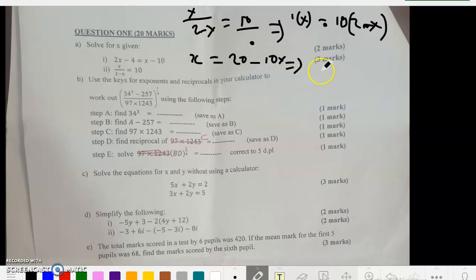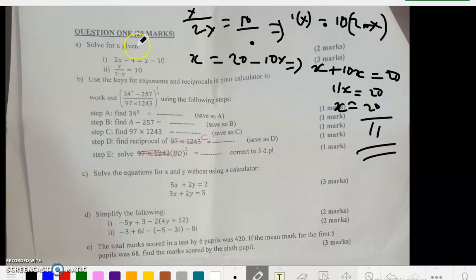Take this 10x to the other side. You have x plus 10x is equal to 20. Therefore, x plus 10x is 11x, and this is equal to 20. So our value for x is simply 20 over 11. And this is how you handle this question. So the value for x here is 20 over 11.